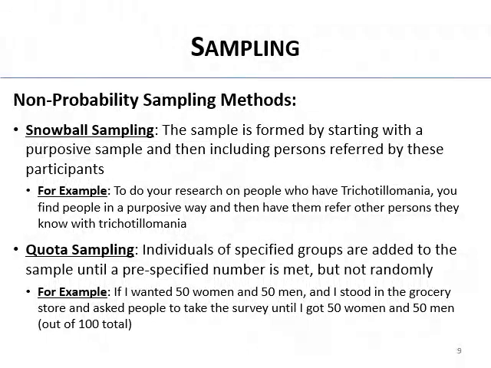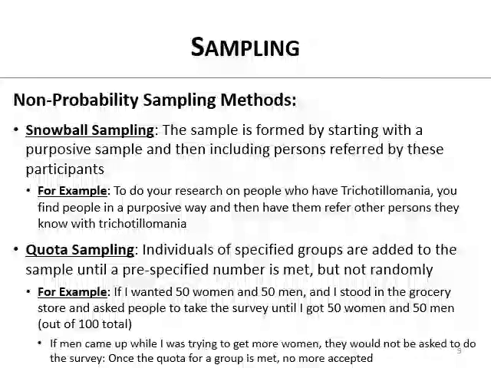But how does this differ from stratified sampling? Well, if men came up while you were trying to get women because you already had enough men, you would say nope. You wouldn't ask them to do your survey. Once your quota is met, you're done. Whereas with stratified sampling, you're trying to get that proportion more naturally by enrolling people.